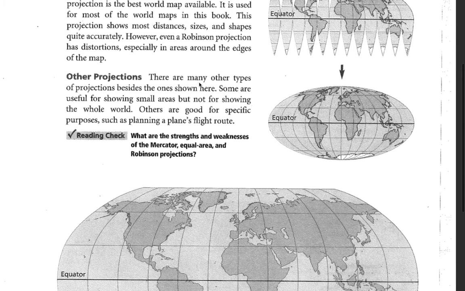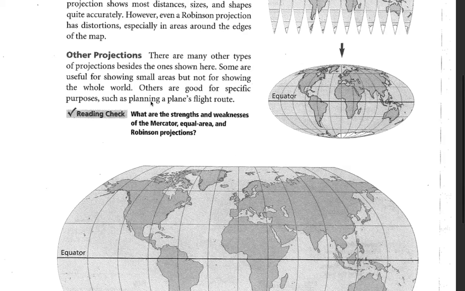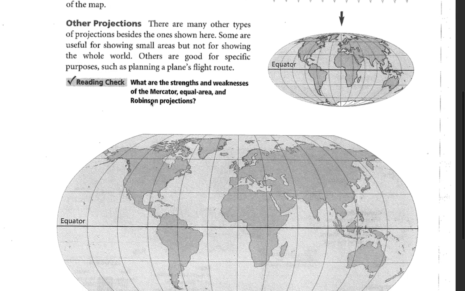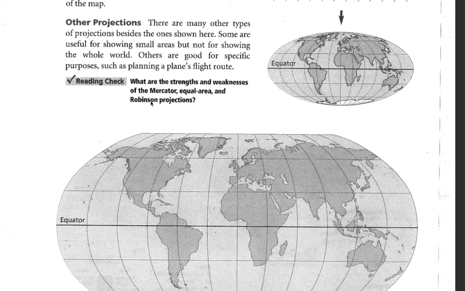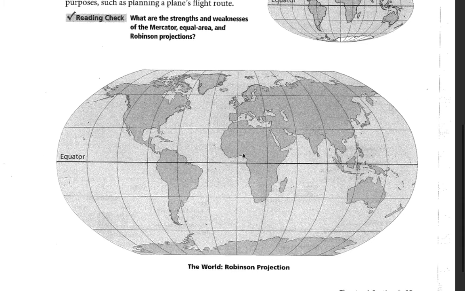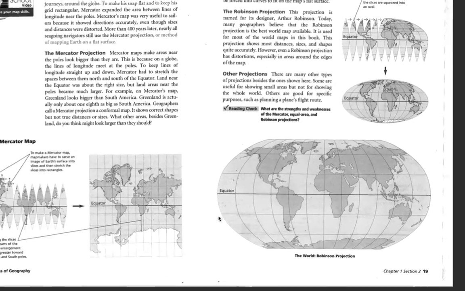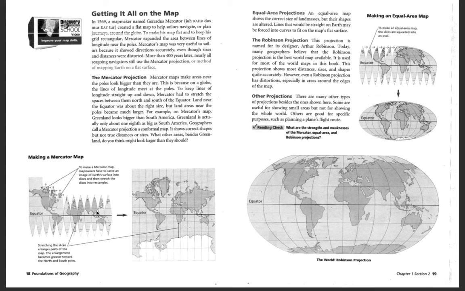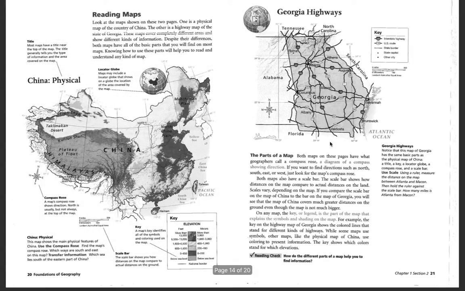Other projections. There are many other types of projections besides the one shown here. Some are useful for showing small areas, but not for showing the whole world. Others are good for specific purposes, such as planning a plane's flight route. Okay, so there you have an overview of the three main types. The Mercator map, like this, all squares. The equal area map, like this, and then Robinson's projection, the most used.